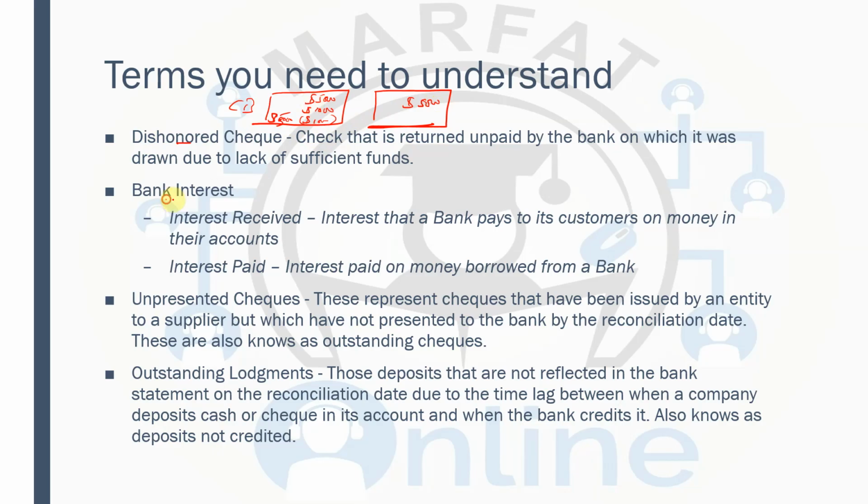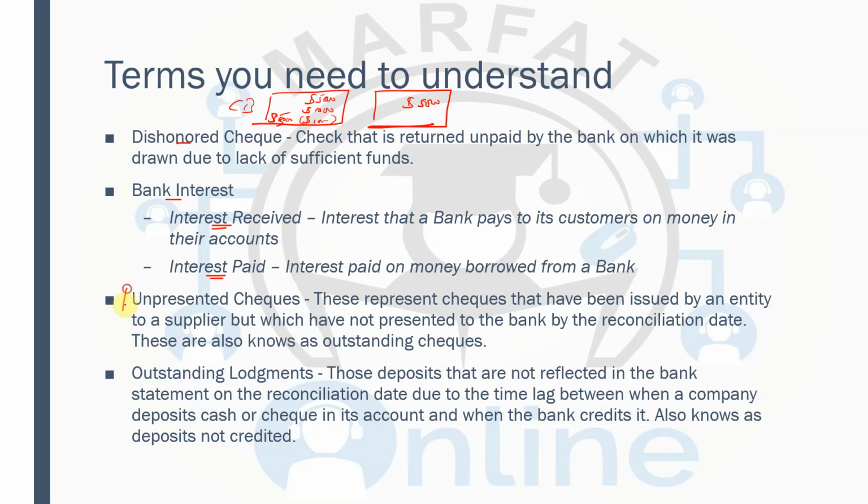Bank interest. There are two types of that. Interest received when you have deposit accounts. Interest paid when you have taken loans from the bank. So whatever interest is received or paid, if you're receiving it, you will directly receive it in your bank account. If you're paying it, the bank will directly deduct it from your bank account. So in both cases, it will be reflected within the bank statement, but the cash book does not contain that, and you need to adjust it when you realize that you received the money or you have paid the interest.